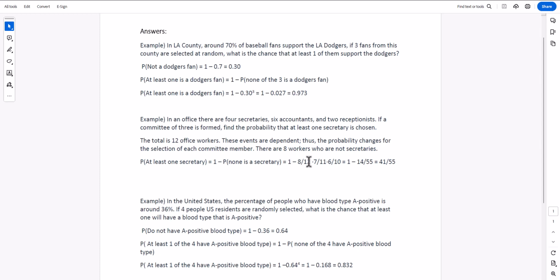That person is selected. We cannot reselect that person. So now when we select another person who's not a secretary, that's 7 out of 11. Remove that person, so the chance that the third person is not a secretary is 6 out of 10. We multiply these probabilities together, so it's 1 minus 14 out of 55, which computes to 41 out of 55.